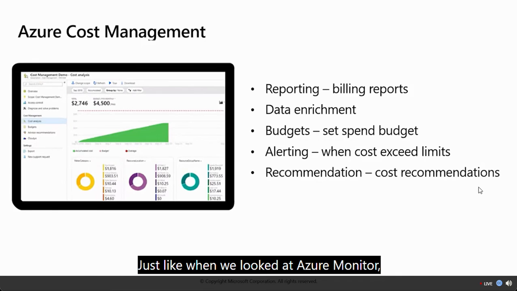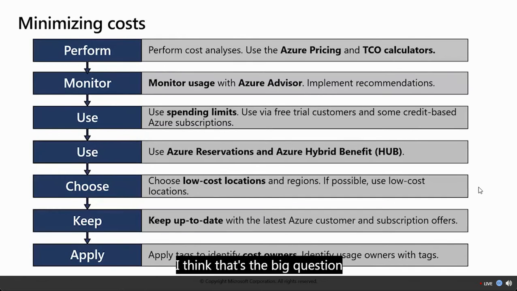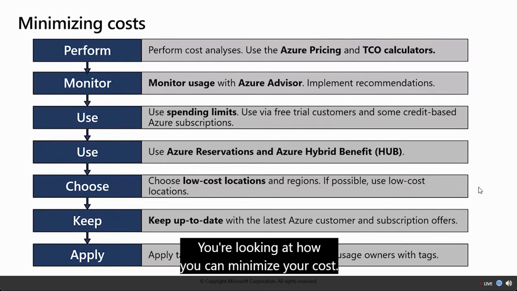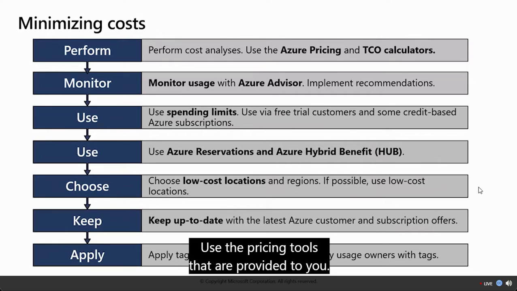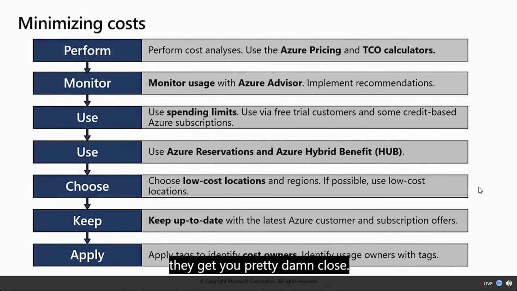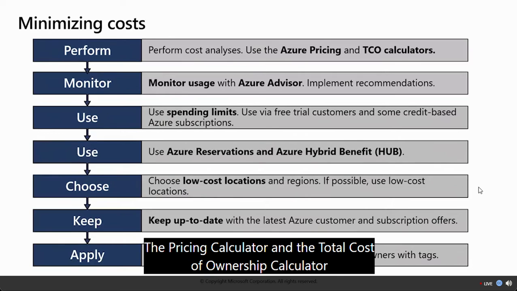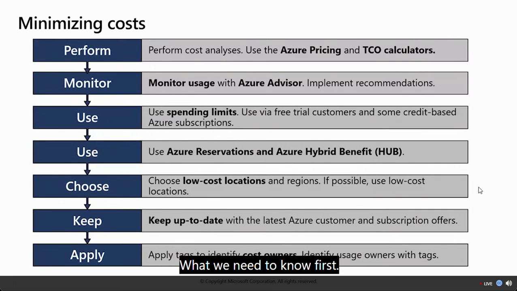And just like when we looked at Azure Monitor, we have that cost management piece that makes recommendations on how you can save money. And I think that's the big question with anything in Azure: how can you minimize your costs? So first thing, go through a cost analysis. Use the pricing tools that are provided to you. Remember, even though they're estimates, they get you pretty dang close. The pricing calculator and the total cost of ownership calculator are really important for first understanding what kind of budget we're looking at.